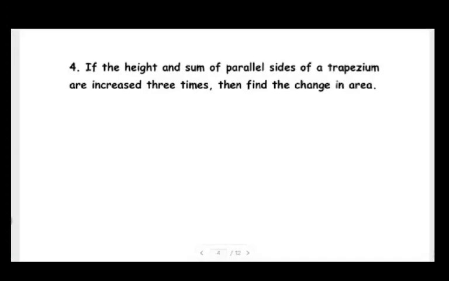Here, if the height and sum of parallel sides of a trapezium are increased 3 times, then find the change in area. What's the formula? Area. How do we go about this? Children, okay, let me work this out this way. So what is the actual formula? It is 1 upon 2, or you can say A plus B upon 2 into height. And now there's another one which says it's increased in the sum as well as the height, by 3 times. And then they want the change.